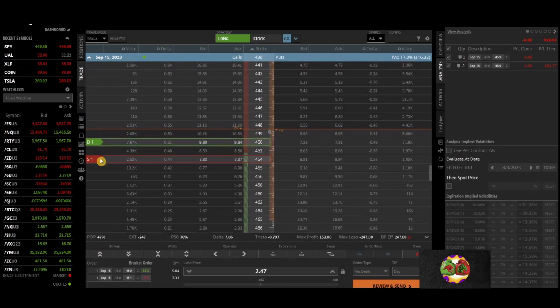And let's go down to the 455. There we go. 450, 455. $5 wide spread. What's the max amount of money you can make on a $5 wide spread? $5 minus, that's right, the amount paid. On this particular option with these particular prices, which are wrong because the market is closed, you are risking $3.04 because that's how much money it is going to cost you to buy this spread.